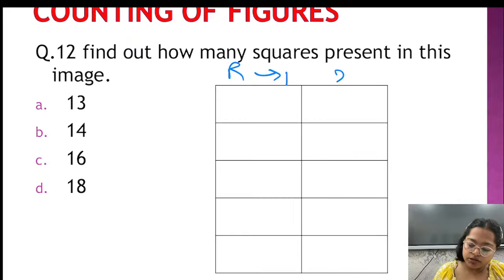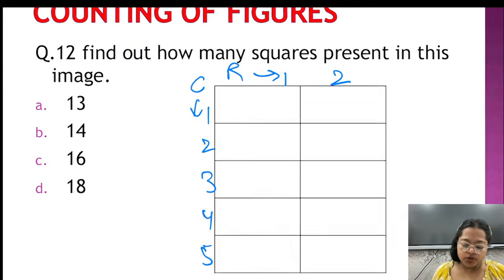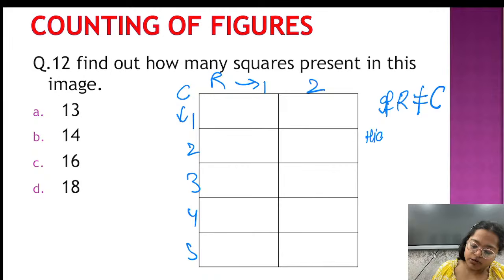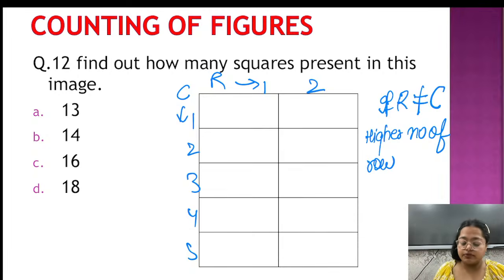Now rows 1, 2, columns 1, 2, 3, 4, 5. Now how can we solve it? So another formula, if rows is not equal to columns. Please note down these formulas, this will help you out in exam.